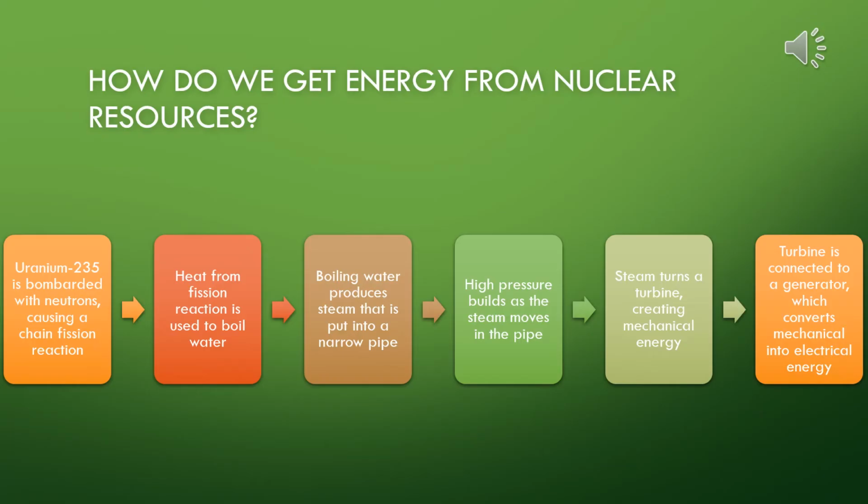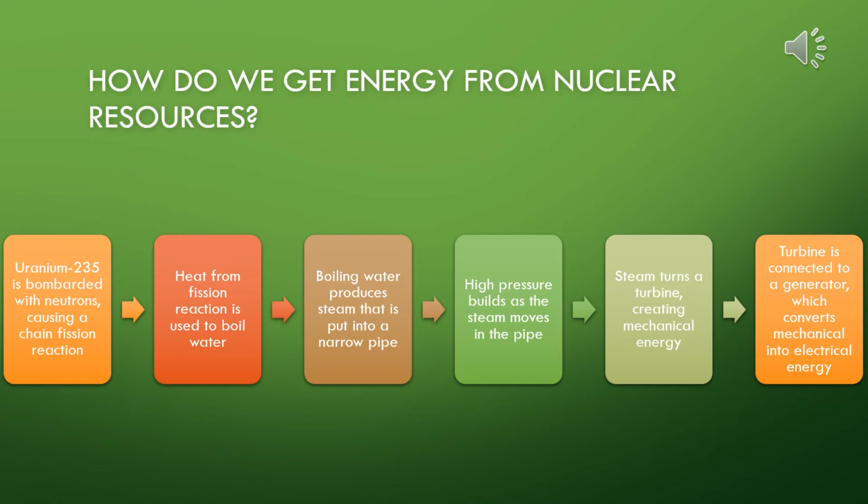How do we get energy from nuclear resources? Well, it's very similar to how we get energy from fossil fuel resources. The only difference is that instead of burning a fossil fuel, we're going through the process of nuclear fission with uranium-235 or 238. That uranium is bombarded by neutrons, causing a chain fission reaction where the nuclei split apart. Heat from the fission reaction is used to boil water.